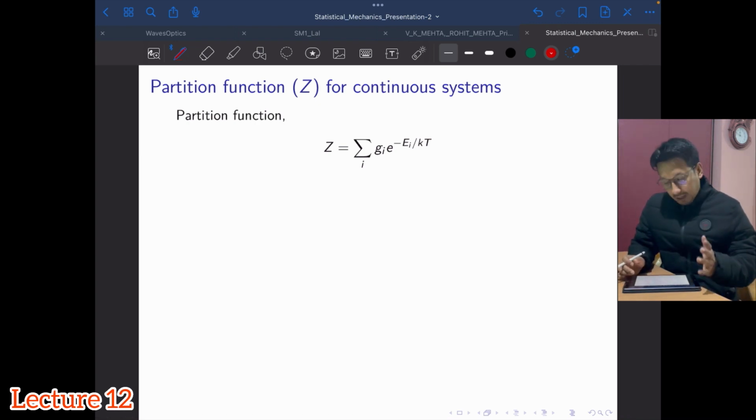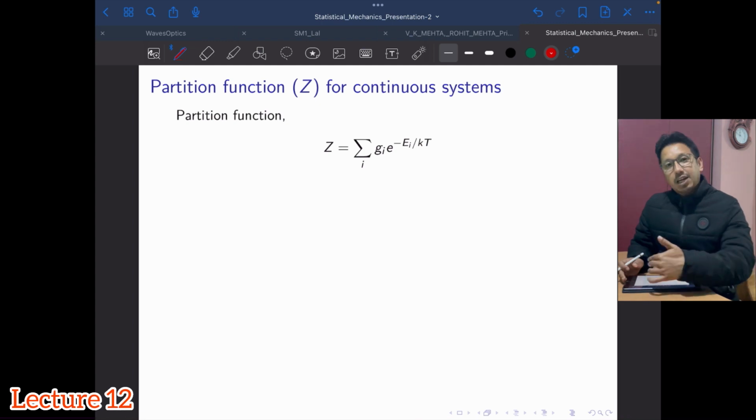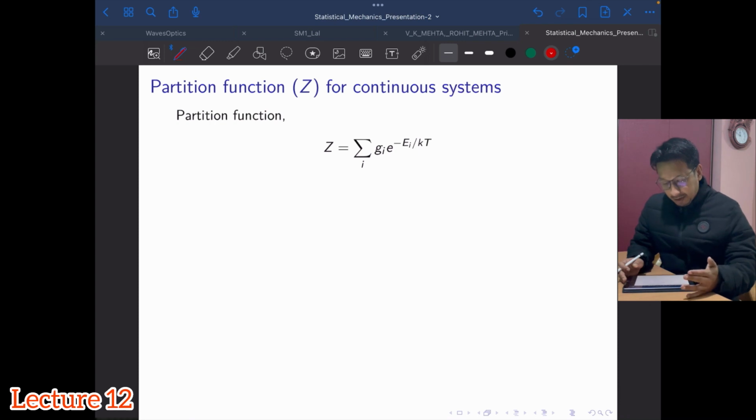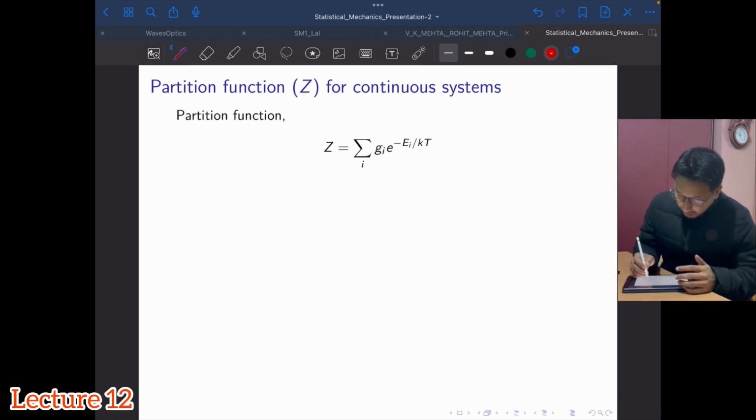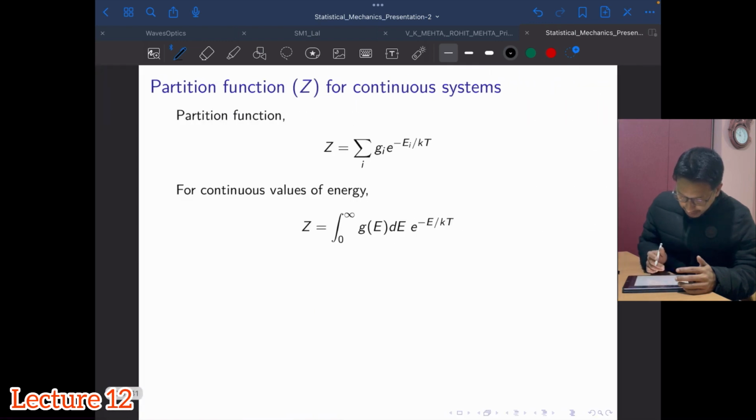So we have to convert this discrete-looking partition function from a sum to continuous values of energy. Basically we have to transform this summation to an integral, and the other terms as well. The energy goes from 0 to infinity, g becomes g(E) dE, and the exponential expression remains as it is.